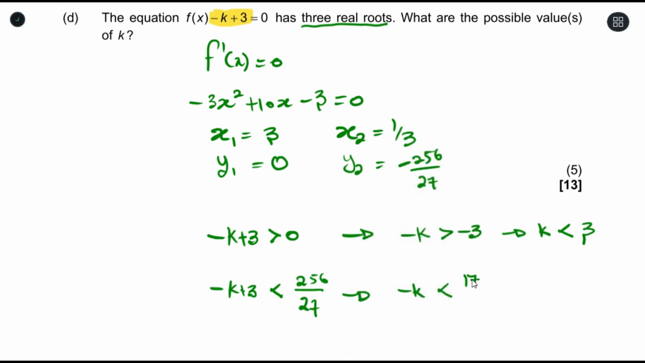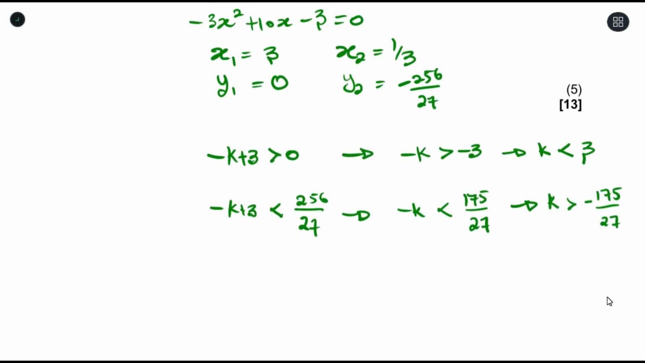So it should be 175/27, okay? And when I divide by negative 1, I'm going to get k is greater than negative 175/27. Okay, so now your k is less than 3 but greater than that value. So we can just combine them to actually look like this. K is definitely less than 3, but this here, I could actually put it this way. Negative 175/27 is less than k, but k is less than 3. And this would be your answer. That's it.